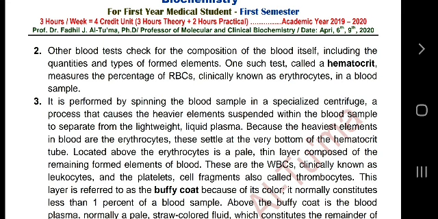Located above the RBC is a pale, thin layer composed of the remaining formed element of the blood. These are the white BC, clinically known as leukocyte, and the platelet cell fragment, also called thrombocytes.